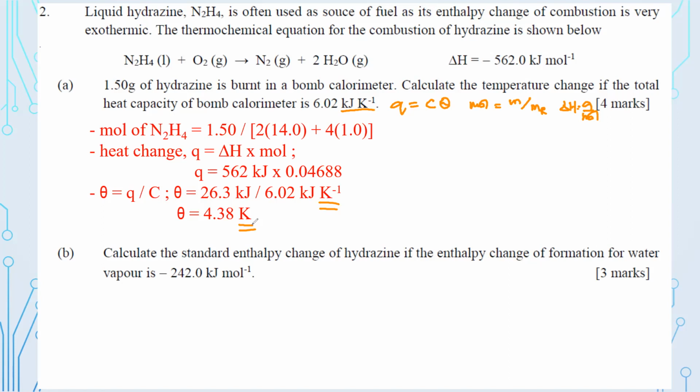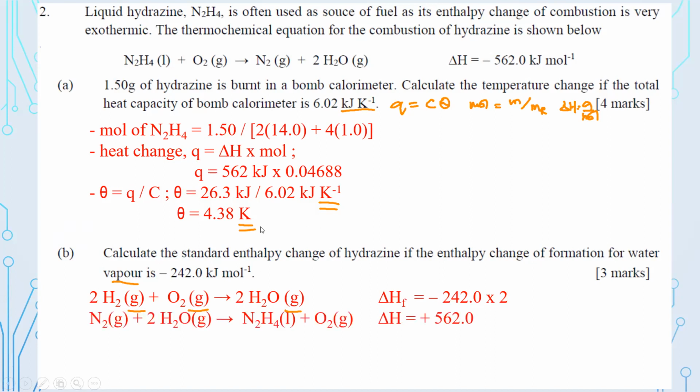Immediately we go to question number 2B. Question number 2B sounds like this: calculate the standard enthalpy change of formation of hydrazine, if the enthalpy change of formation of water vapor is negative 242 kilojoule per mole. First you write the formation reaction of the water: 2H2 plus O2 give 2H2O, so you get negative 242 times 2. In this case, if you notice carefully, hydrogen is gas, oxygen is gas, and water is vapor, so it must be in gas. In our normal equation, we write water as liquid, isn't it? But in this case it's gas, because the question specifically says it's for water vapor. So you multiply by 2.